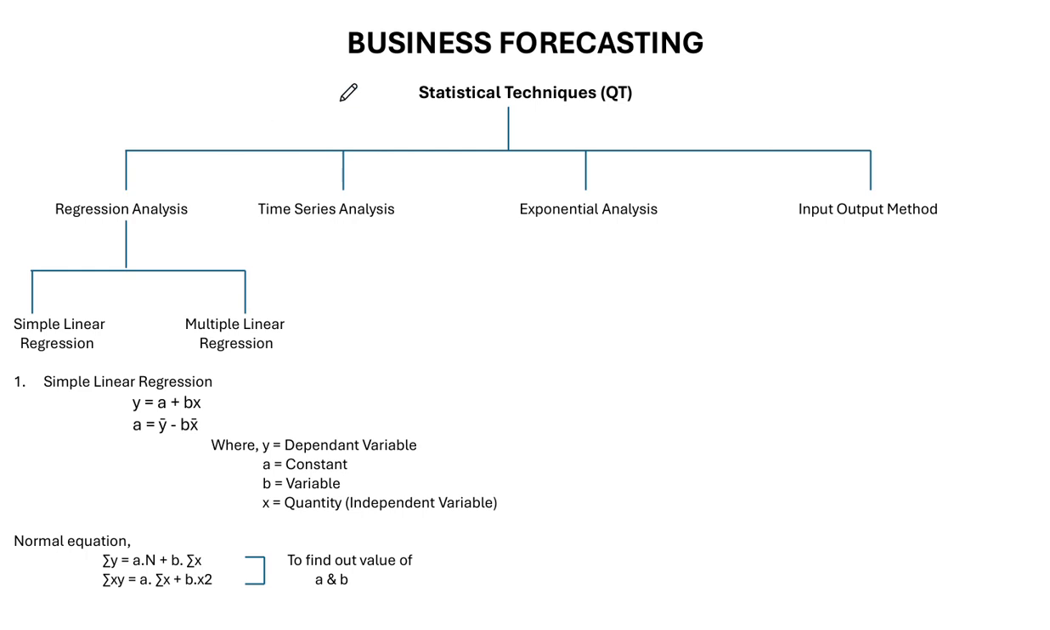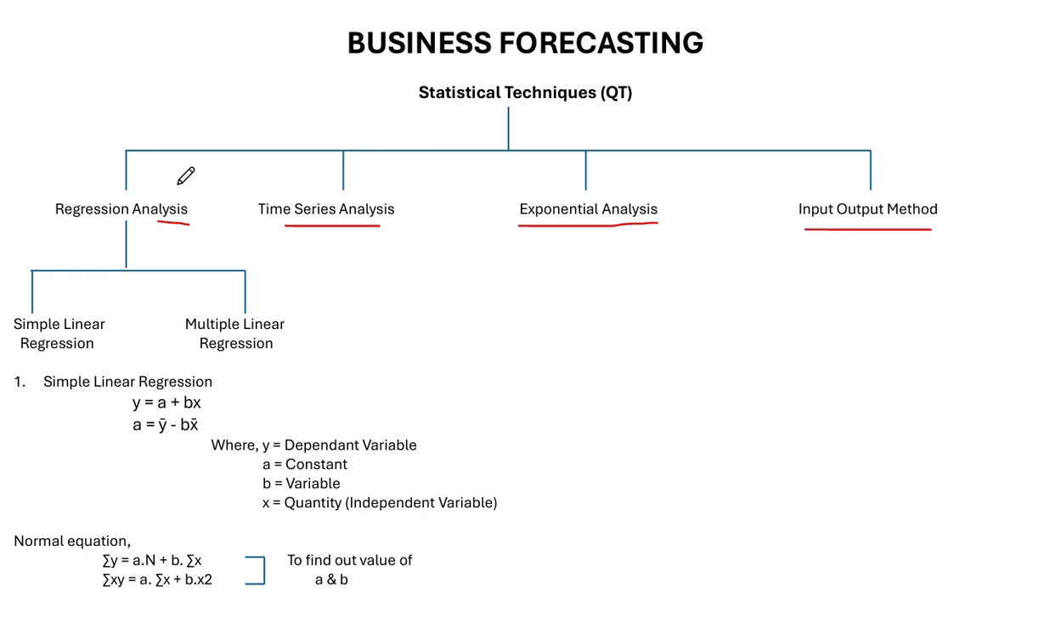First of all, what is business forecasting? It simply means predicting the future using past data. Companies use it for sales prediction, cost estimation, and budget planning. Now, there are many techniques in business forecasting. First is regression analysis, then time series analysis, exponential analysis, and input output method. But today we are focusing on regression analysis.